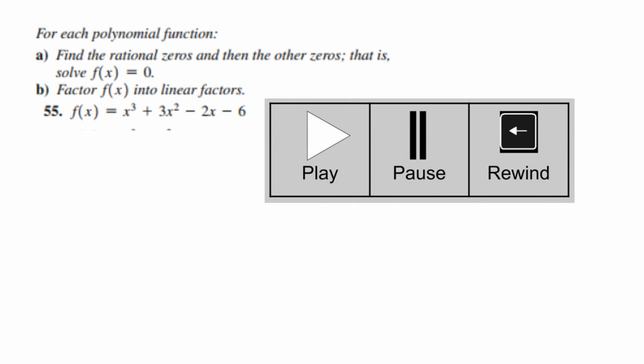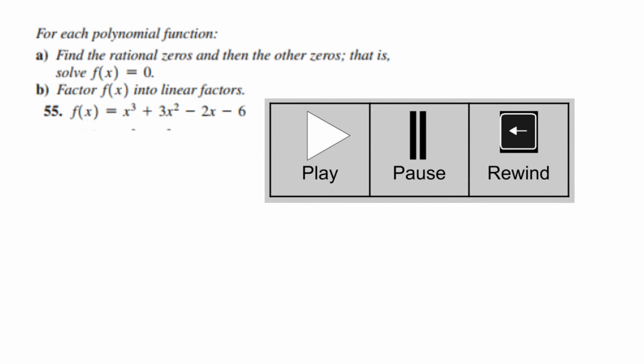So let's do a problem. For each polynomial function, you want to find the rational zeros and then the other zeros and factor it into linear factors. Problem 55 is here, and what you first have to do is determine all the possible rational zeros and then test them and go from there. Press pause and we'll see how you do.